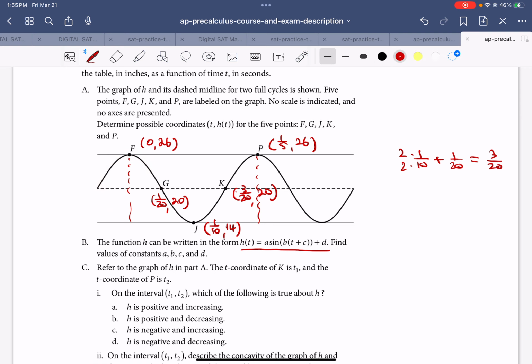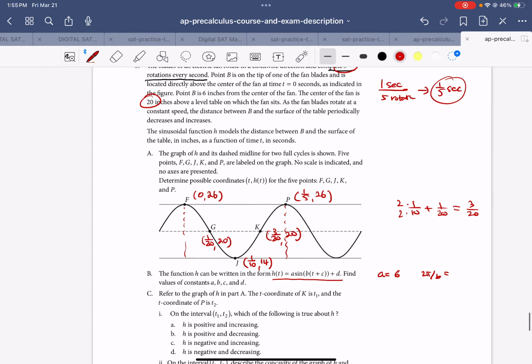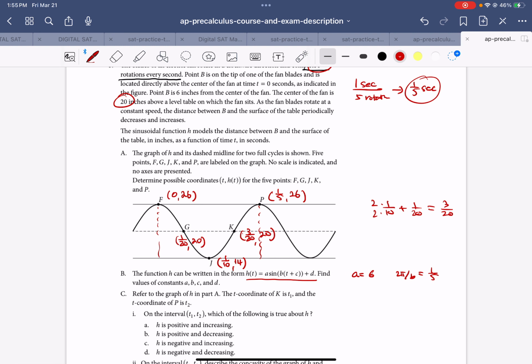So first of all, what is A? A is the amplitude. The amplitude is clearly from the center line to the maximum point, which is just 6. And then 2 pi over b is the period, which was 1 over 5 seconds, so 1 over 5.